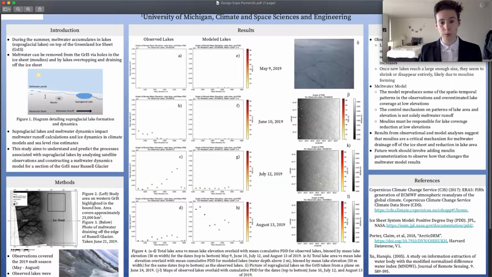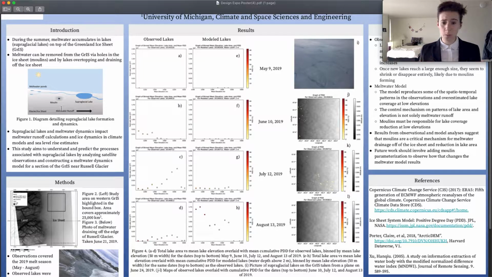First, when supraglacial lakes fill up and overtop, draining to lower elevations until meltwater runs off the ice. Second, when holes in the ice form that can run deep into the ice, sometimes all the way to the bottom, which are called moulins, and drain meltwater away from the surface.